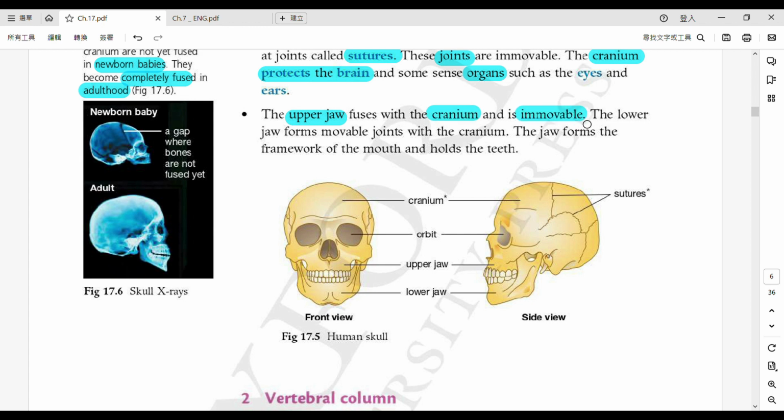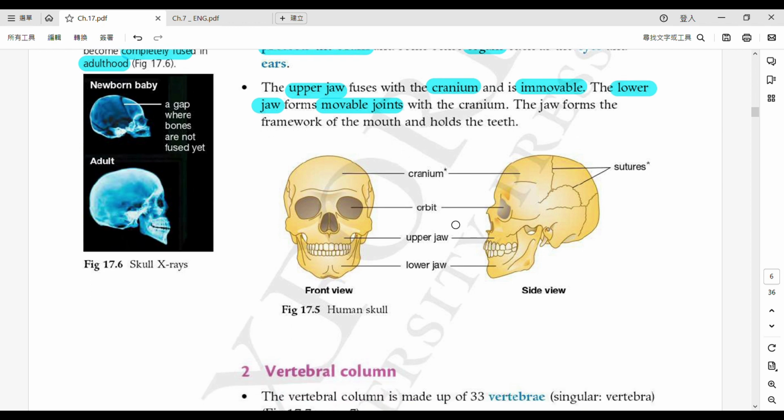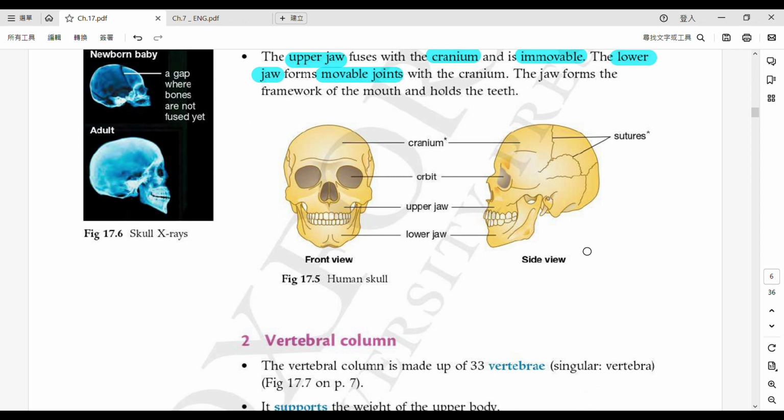You cannot move your upper jaw, but your lower jaw you can move it because it is not fused with the cranium. It is a movable joint. And this joint we are going to learn in 7.3. Okay? So just a little bit of introduction about this skull.